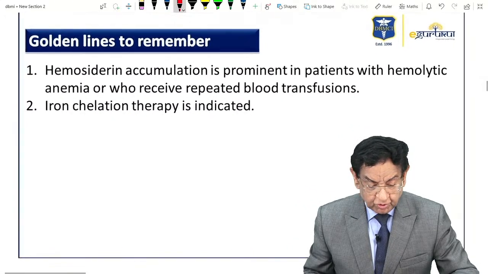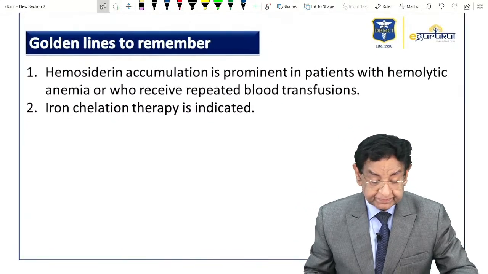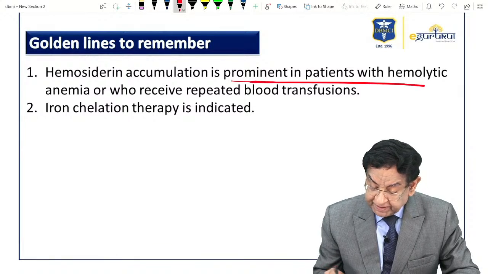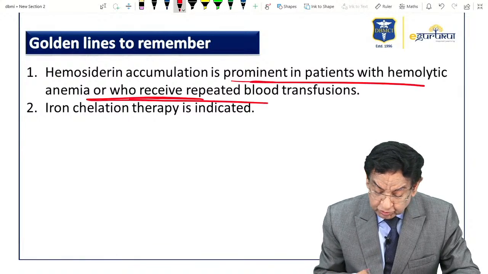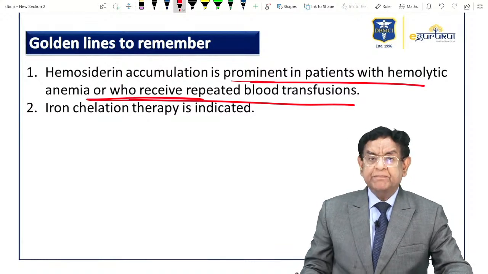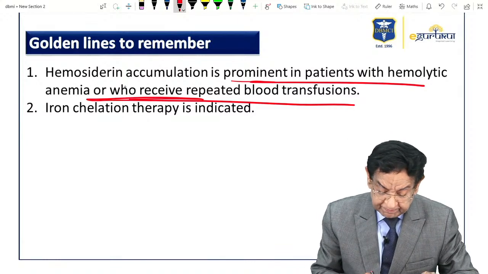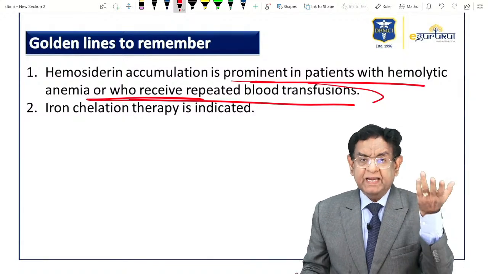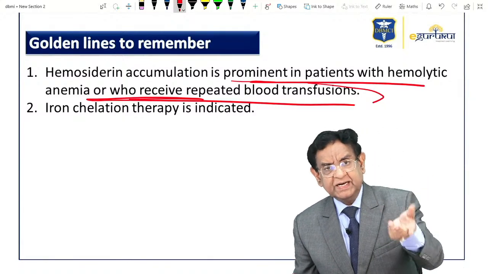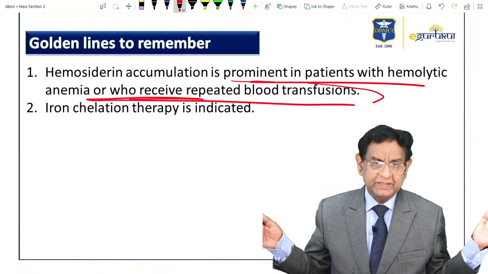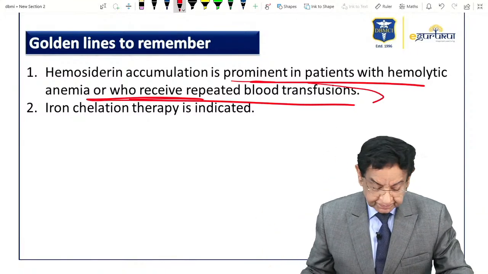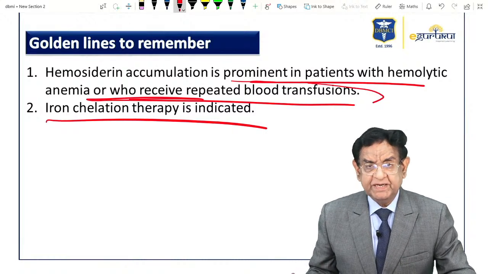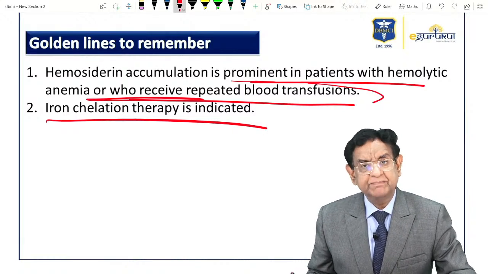So friends, a golden line to remember. Hemosiderin accumulation is prominent in patients with hemolytic anemia or those who receive repeated blood transfusion. In fact, repeated blood transfusion is an even better answer than hemolytic anemia. Like thalassemia, this occurs due to blood transfusion. Of course, hemolysis has to be there. Iron chelation therapy is indicated, especially in beta thalassemia, otherwise it can damage many organs.